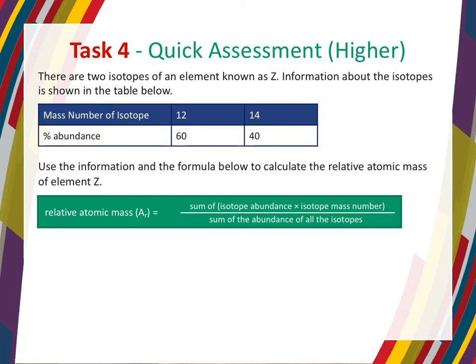Okay. Task 4 then, a quick assessment. This is to do with what we've just talked about, so the abundance of different isotopes. Can you use the information in that table to try and work out the relative atomic mass of this unknown element Z? Pause the video now and give yourself a couple of minutes.